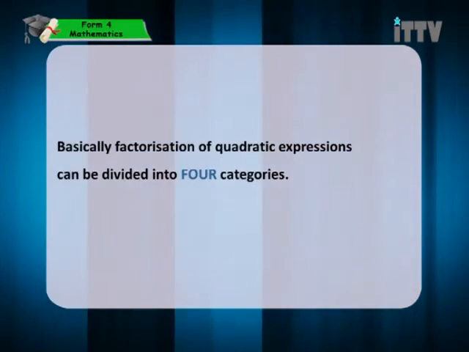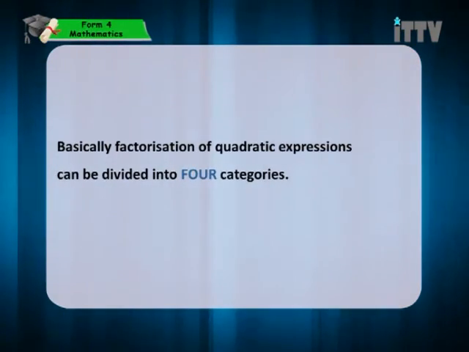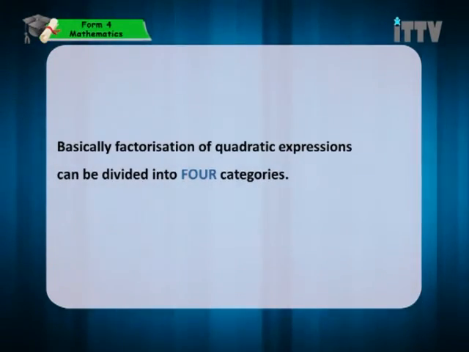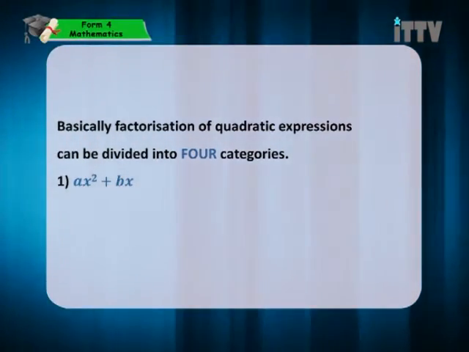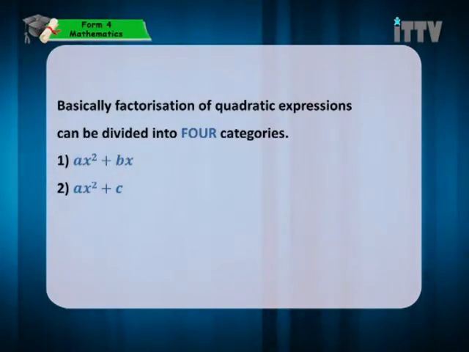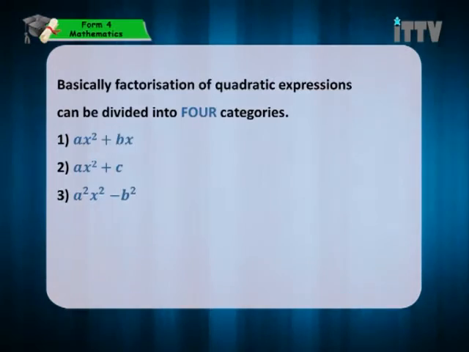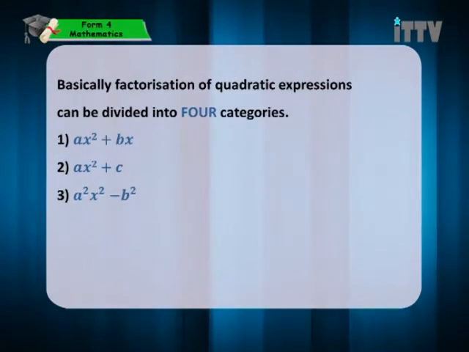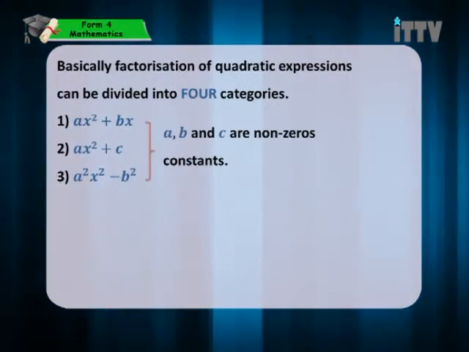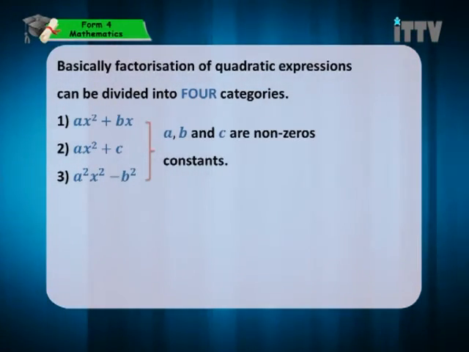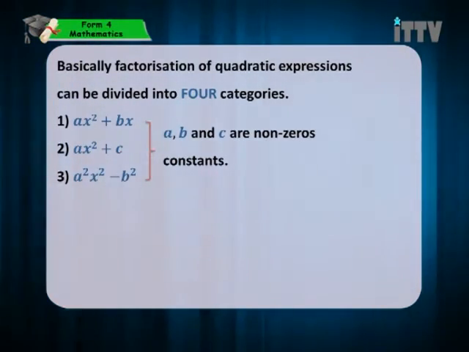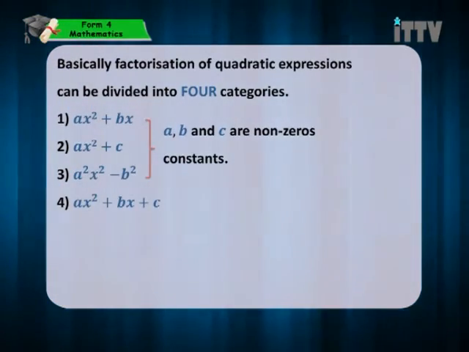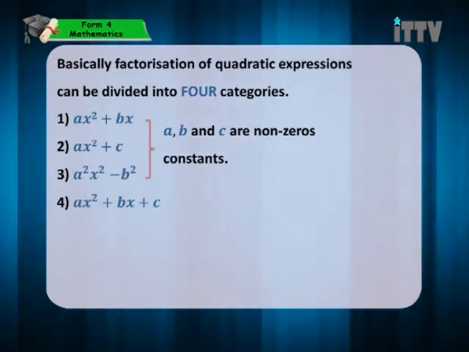Now, basically, factorization of quadratic expressions can be divided into four categories. First, ax squared plus bx. Secondly, ax squared plus c. Third, a squared x squared minus b squared. A very important note to remember is that a, b and c are non-zero constants. And the final form is ax squared plus bx plus c.